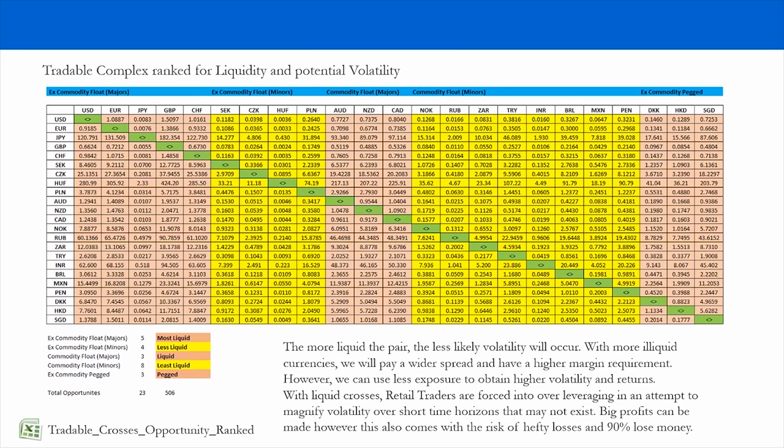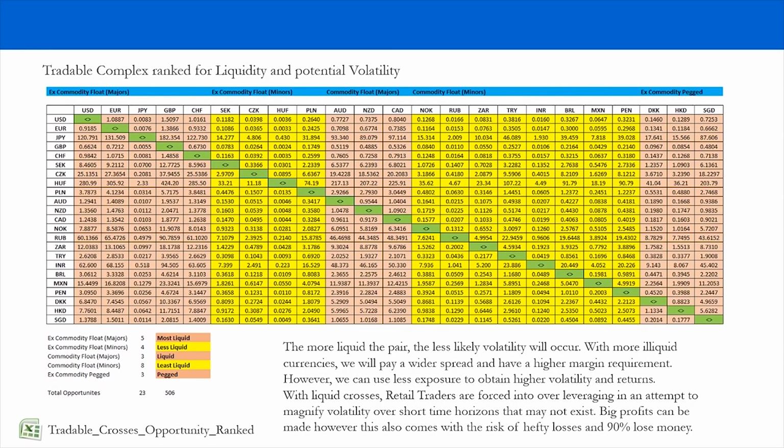With more illiquid currencies, we're going to pay a wider spread and have a higher margin requirement. However, we can use less exposure to obtain higher volatility and returns. With liquid crosses, retail traders are generally forced into over-leveraging in an attempt to magnify the volatility over short time horizons. And we're talking about volatility here that might not necessarily exist. And what you're going to find in trading currencies is that the big profits can be made in currencies that you wouldn't normally expect. The big profits are the big opportunities. They come obviously with risk, but the risk can be controlled, whereas the volatility can't. The volatility just is the volatility of the asset, and that gives you either the opportunity or not to take positions and make money.